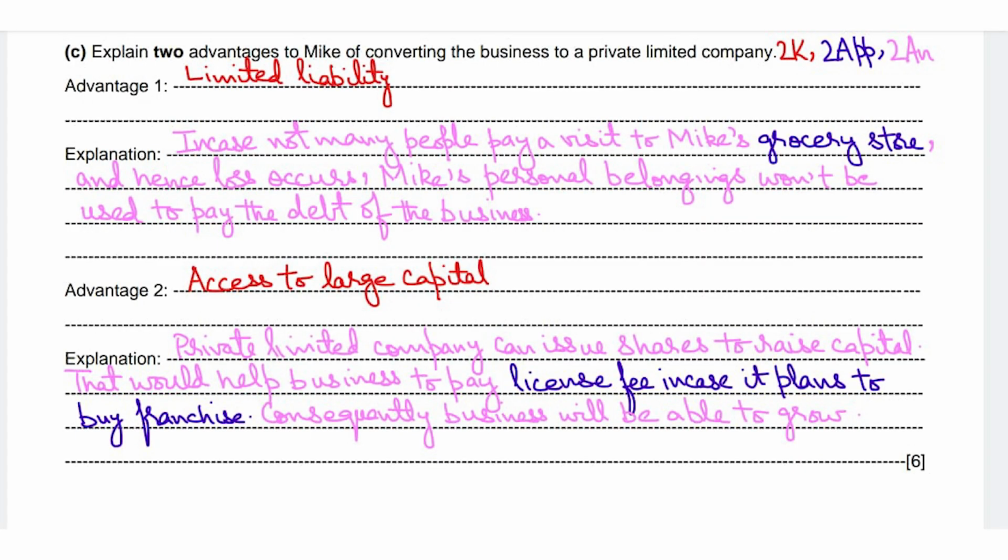Okay. Consequently, again connective, and I am building my argument. This is analysis. Consequently, business will be able to grow. And I mentioned how it would have an impact on the business. Okay. So this is my analysis, and you can see easily that application is part of analysis. While doing my analysis, I am demonstrating application as well. This is the perfect way to show application rather than showing it in isolation.